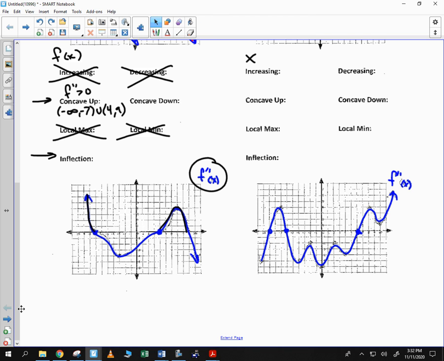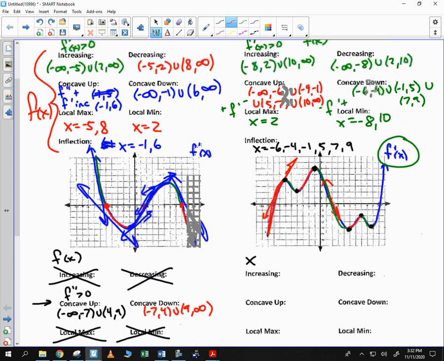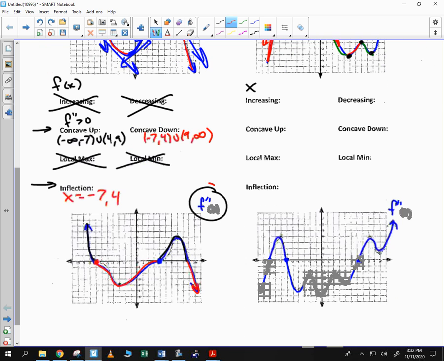And then it's concave down wherever f double prime is negative. So this is the graph of f double prime. It sits below the x-axis from -7 to +4, union 9 to infinity. Inflection happens wherever it changes sign. So that's going to be x equals -7 and +4. There you have it. So your graphs of first derivatives and second derivatives give you information about the original function f. You just have to know what you're looking for and what you're limited in finding.